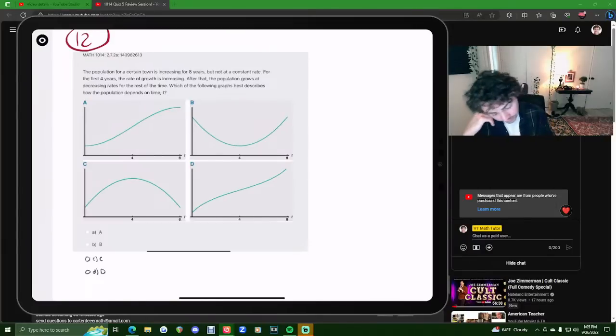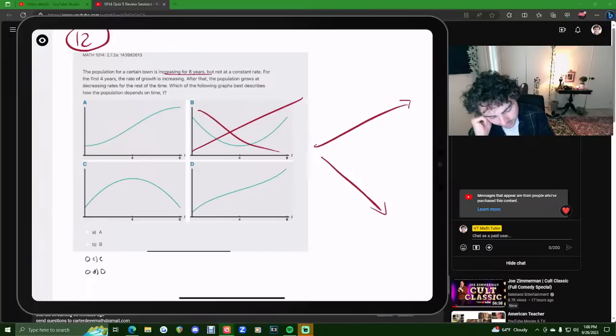Okay, so they tell us that the population is increasing for all 8 years. So it's increasing, meaning it should have some sort of positive slope. If it has any negative slope, let's get rid of it. B has a negative slope. Let's get rid of it. C has a negative slope. Let's get rid of it. A and D are definitely increasing the entire time, but at different rates, right?